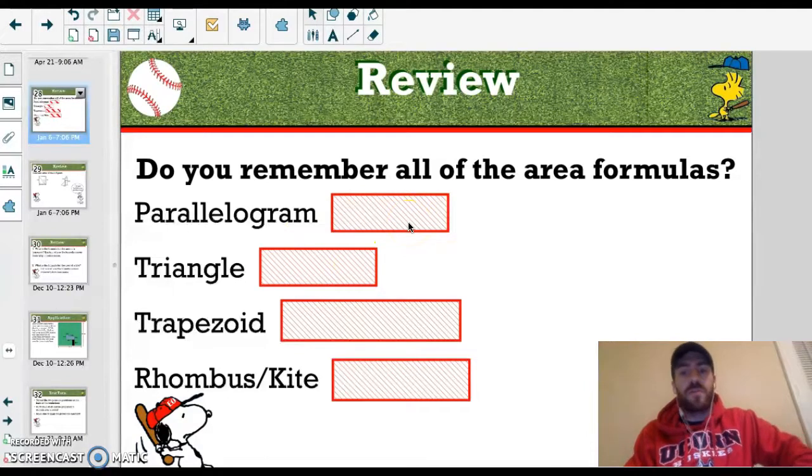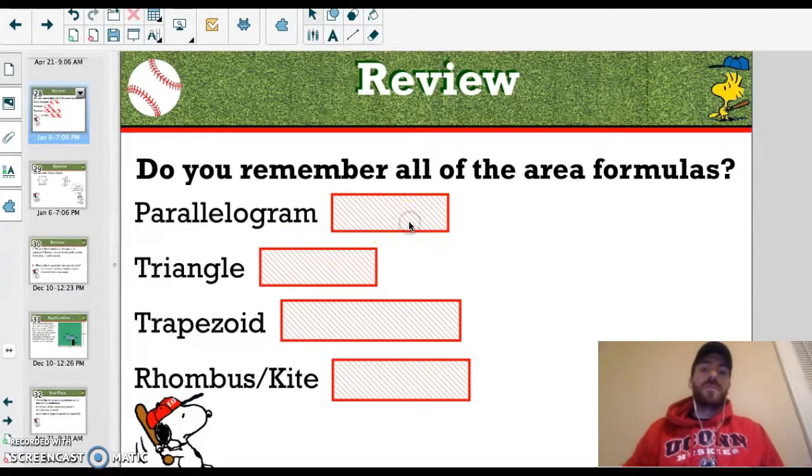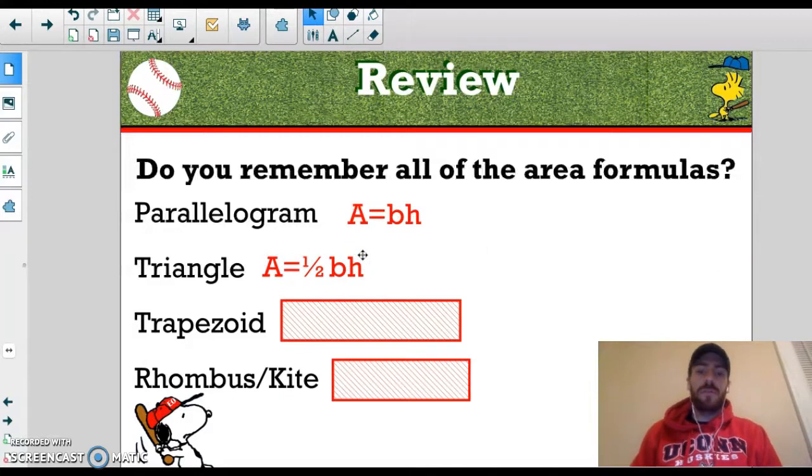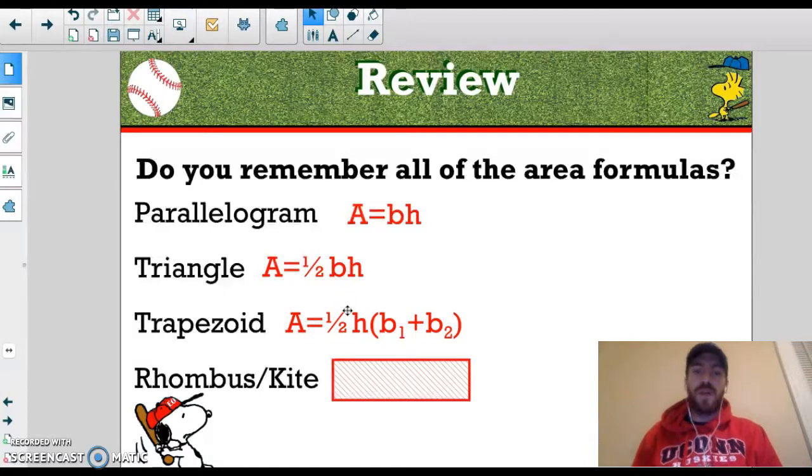This is just some quick review of last time. We're going to go over the formulas. A parallelogram is just base times height. So that's a square, that's a rectangle. Just do base times height. Triangle, we add that lovely 1/2 in because we're doing half of a square. So half times base times height. And then a trapezoid, we got 1/2 height times b1 plus b2.